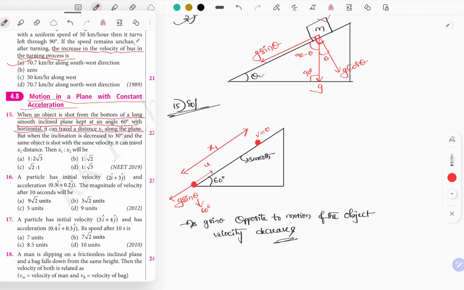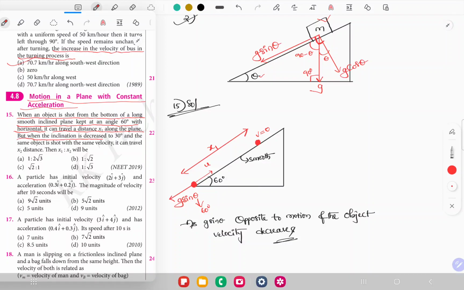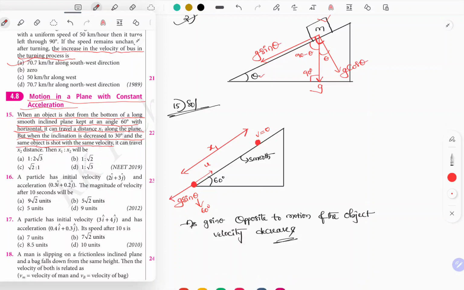Next, but when the inclination is decreased to 30 degrees and the same object is shot with the same velocity, super. Now inclination is reduced to 30 degrees. Okay, let us see. Now the angle of inclination is 30 degrees only. Now they are using the same object, and projected with the same velocity.